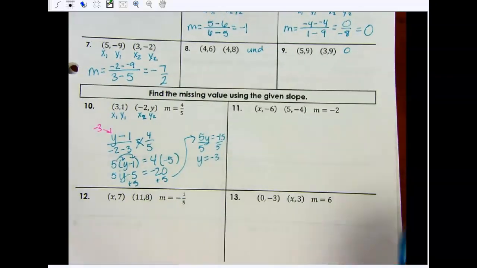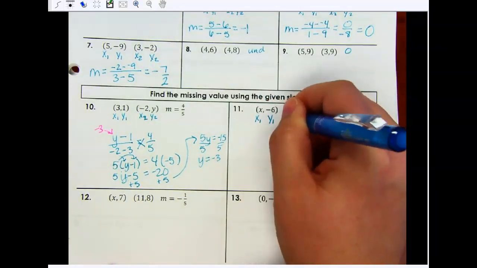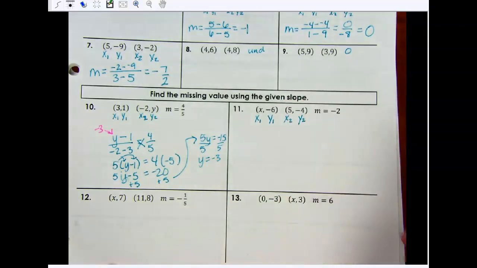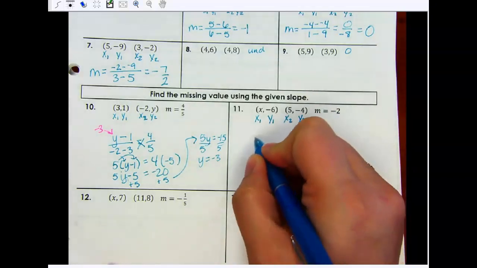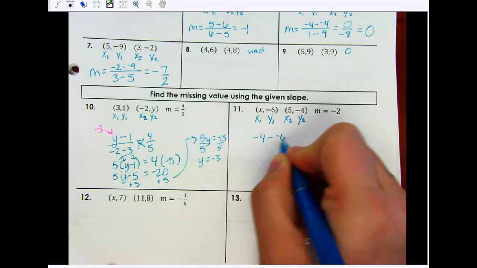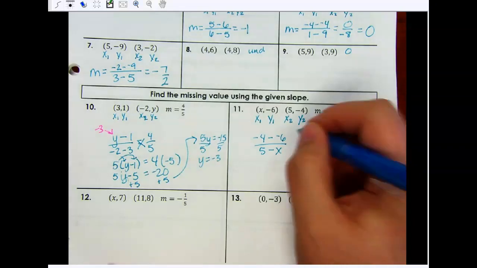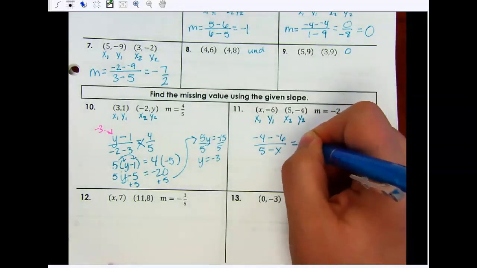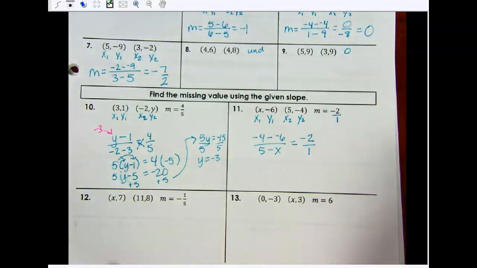So this one we're going to try to find an x, so we need to find x1. We have y1, we have x2, and we have y2. We know the slope is negative 2. So we're going to do the same setup: negative 4 minus negative 6 for the y's over 5 minus x, and that's going to equal negative 2 over 1. Remember, if you have a whole number, you can just put it over a 1 to make that fraction you need for the proportion, because negative 2 divided by 1 is just negative 2.